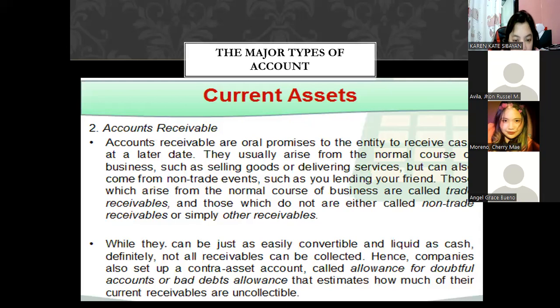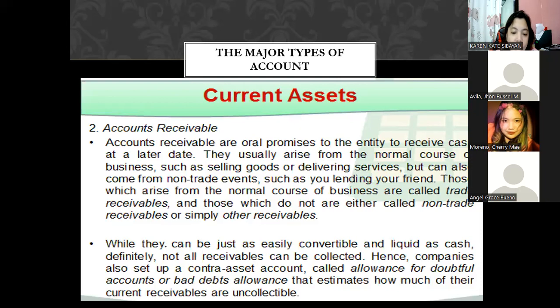Anyway, accounts receivables are oral promises to the entity to receive cash at a later date. Okay? They usually arise from the normal course of business such as selling goods or delivering services. But it can also come from non-trade events such as you lending your friend. Those which arise from the normal course of business are called trade receivables. And of course, take note of this one, highlight this one if you want. Those which do not are either called non-trade receivables or simply other receivables.